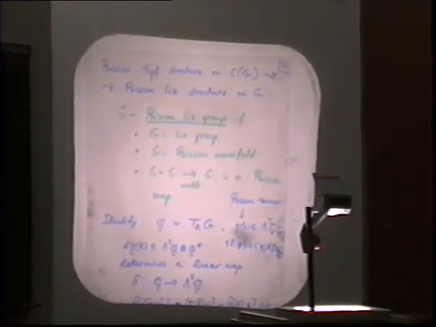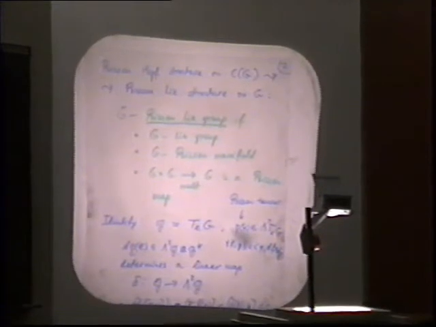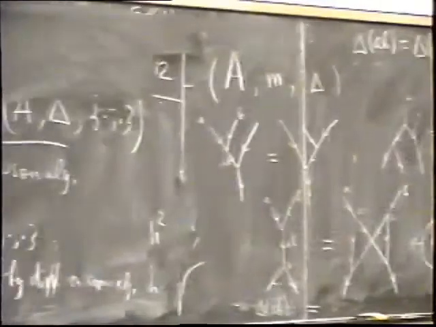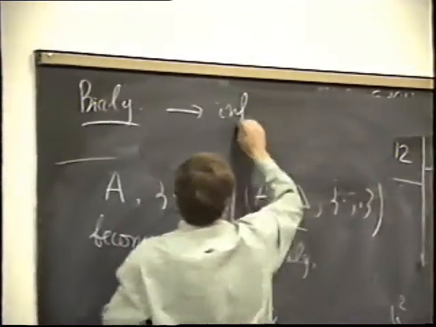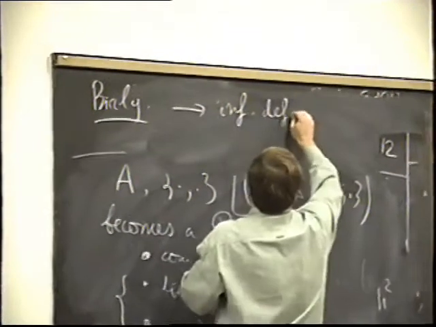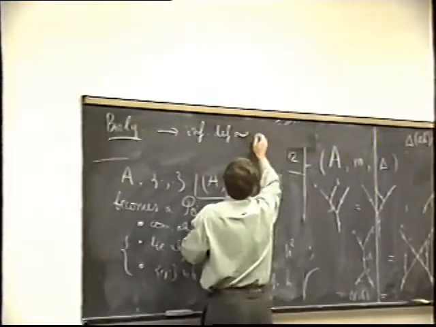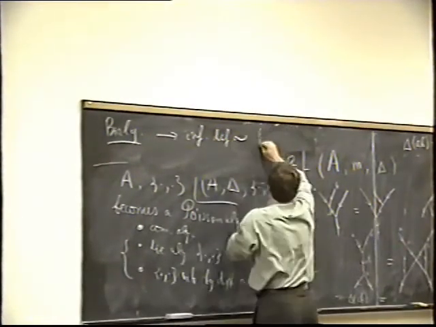So we started with Hopf bialgebras, and then infinitesimal deformation sort of gives this Poisson Lie.